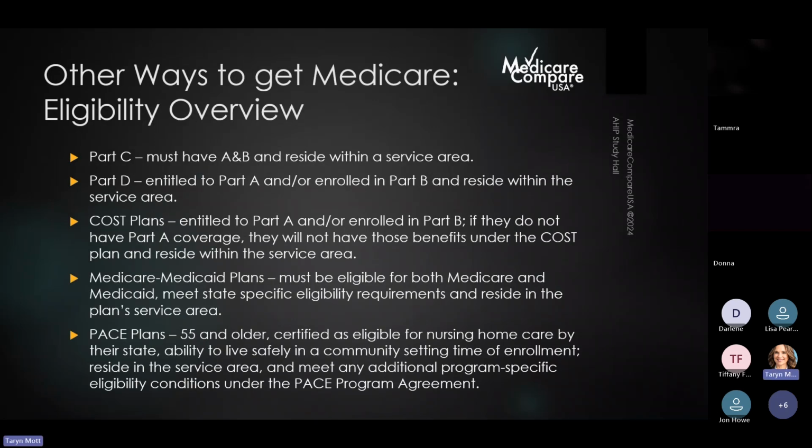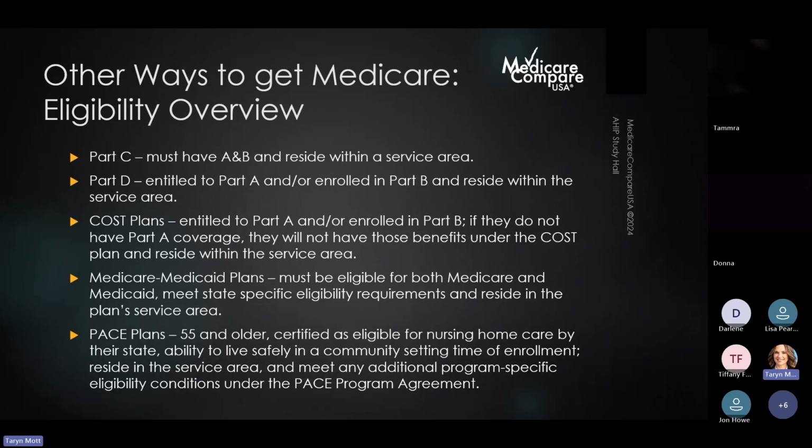C, you must have Parts A and B and reside within the service area. That is a question on the test. Part D, entitled to Part A and/or enrolled in Part B. That is also on the test. They word it to get you to say that you have to be entitled to Part A and/or enrolled in Part B. So that's just the whole sentence you need to know.